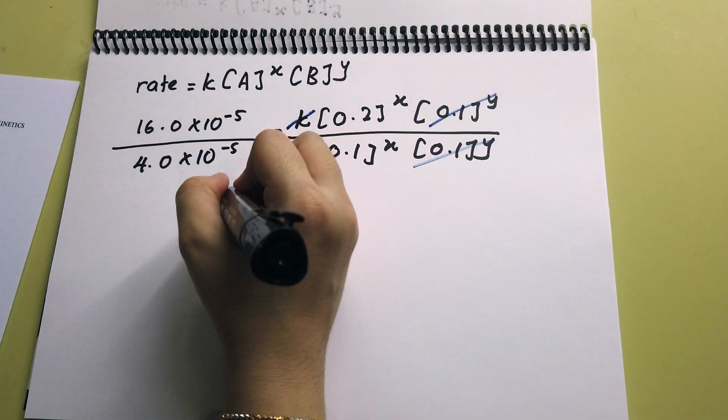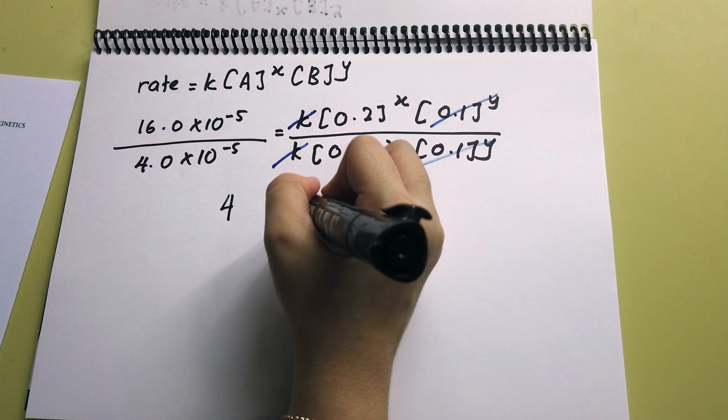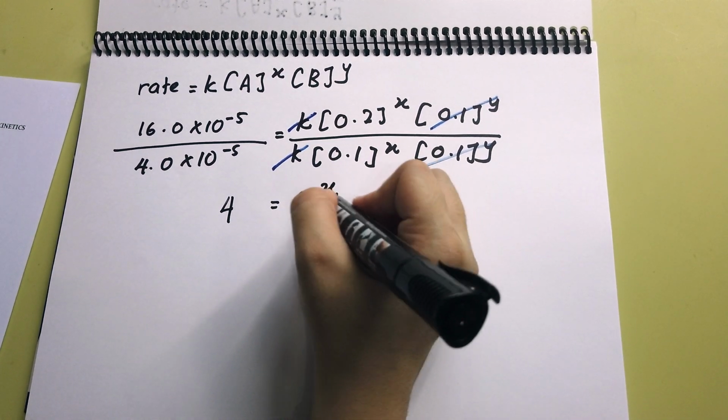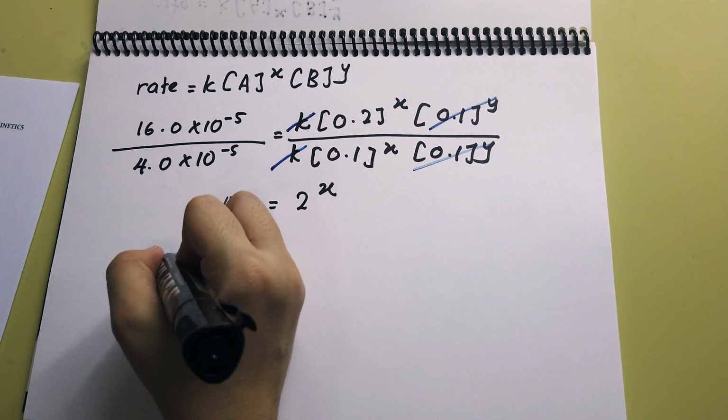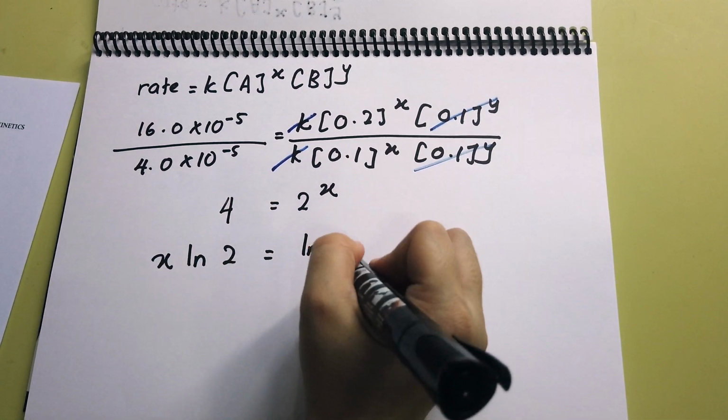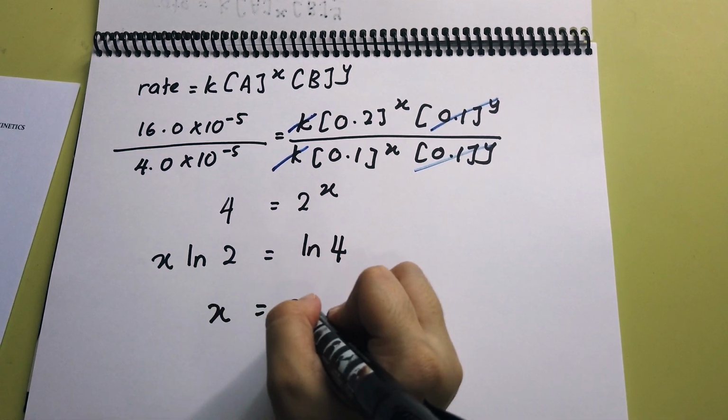So from here you will get 4 equivalent to 2 to the power of X. What you need to do is bring this X to the front. So X ln 2 equivalent to ln 4. So you get X equivalent to 2.